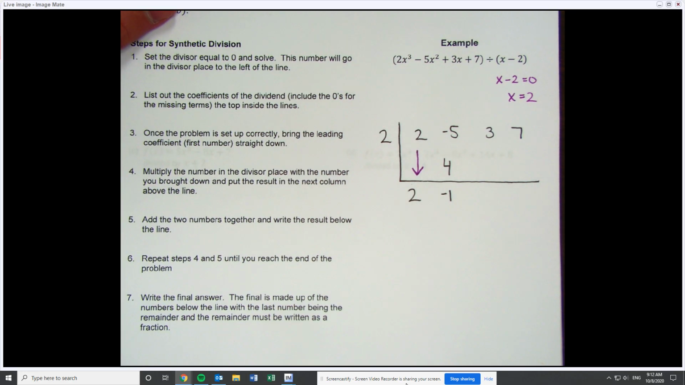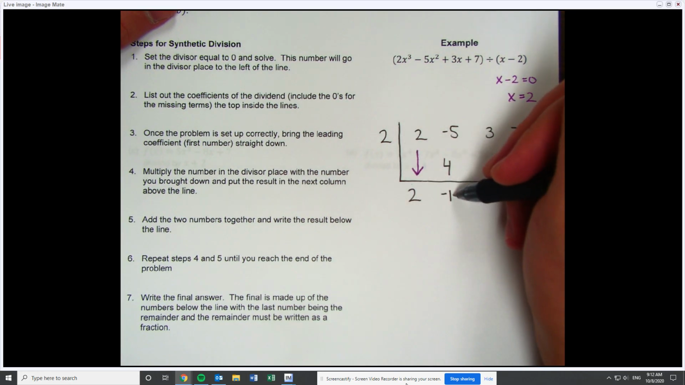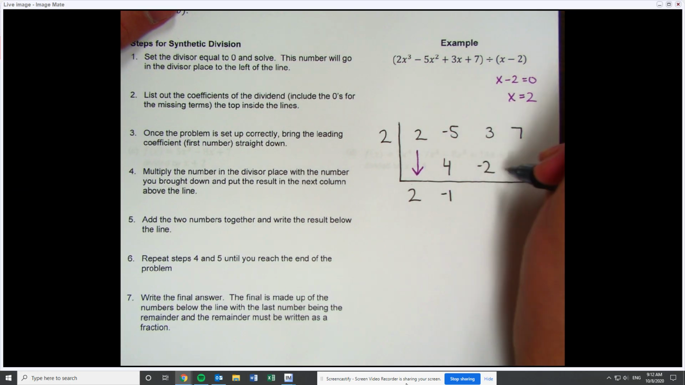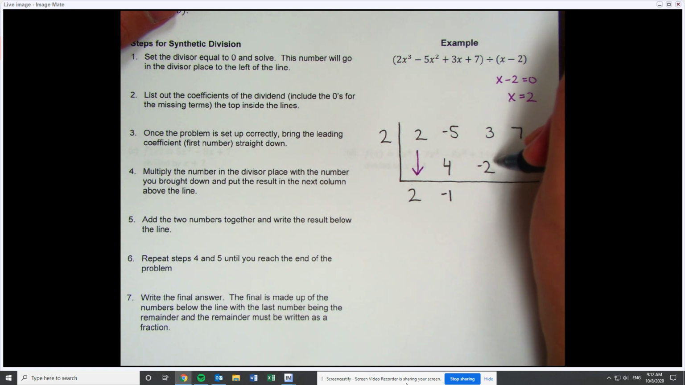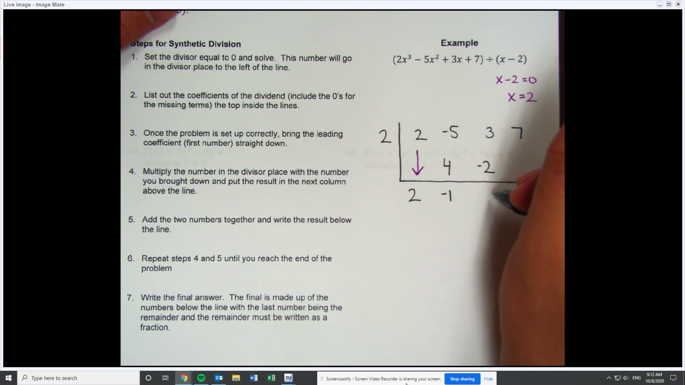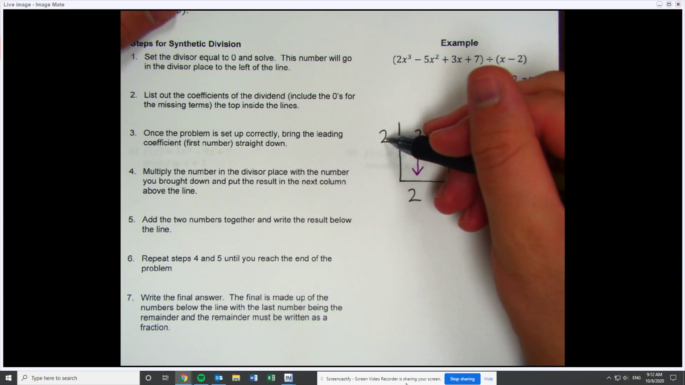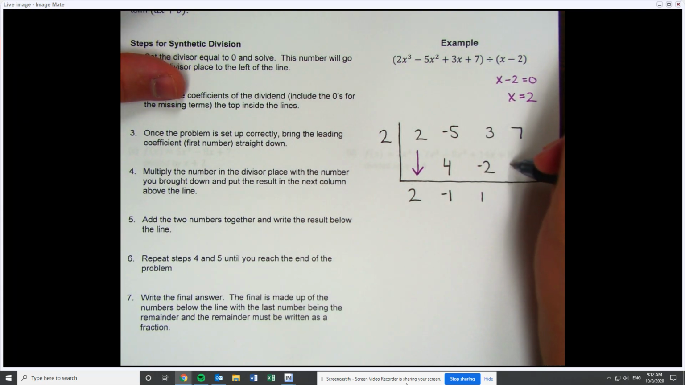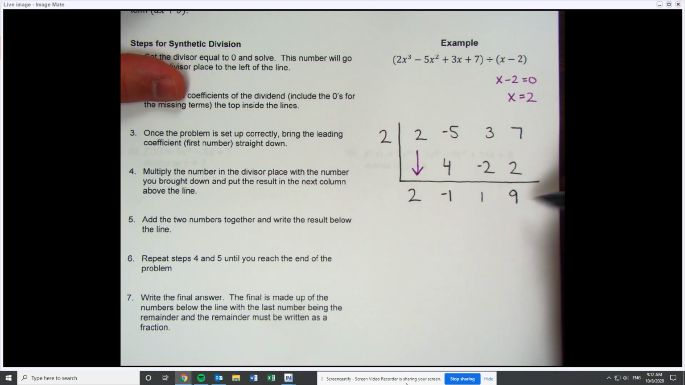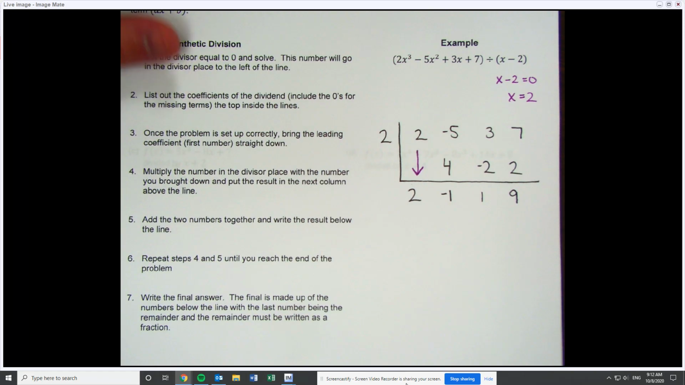Now you just rinse and repeat. 2 times -1 is -2. Then you add these going down. 3 plus -2 gives you 1. Next, I'll do it again. 2 times 1 is 2. Now I'll add going down. That's going to give me 9. Done. We are finished dividing. There's nothing else to do for the division step.